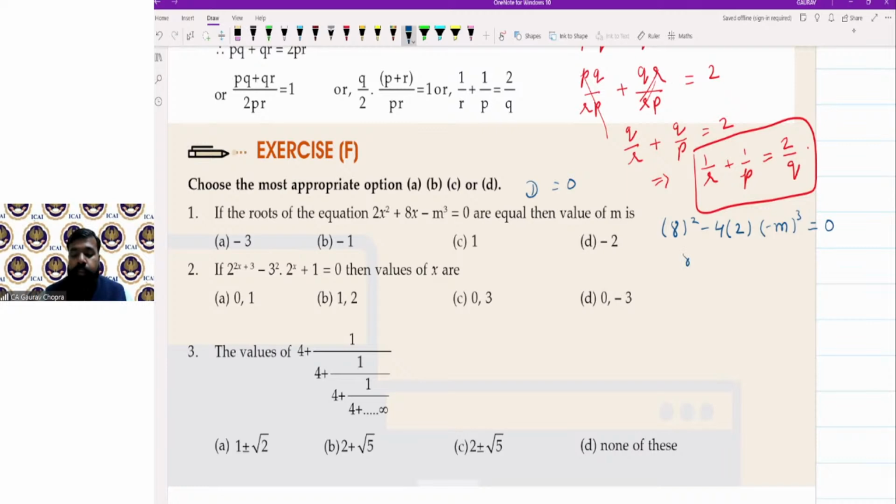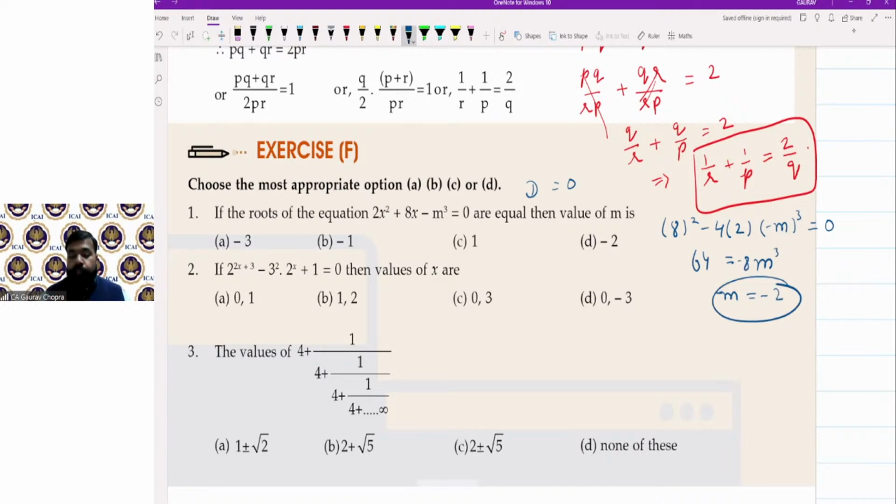So what is left? 64 is equal to 8 m cube minus 8 m cube. So we can divide this and see what is the result. So after simplifying, what we are getting? We are getting minus 2. m is equal to minus 2.